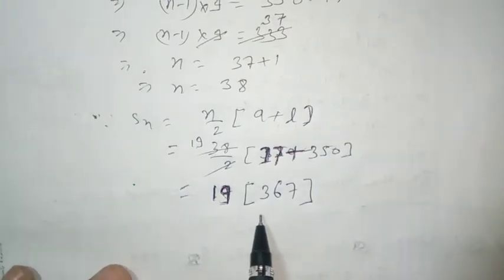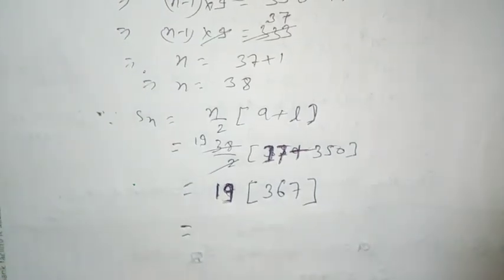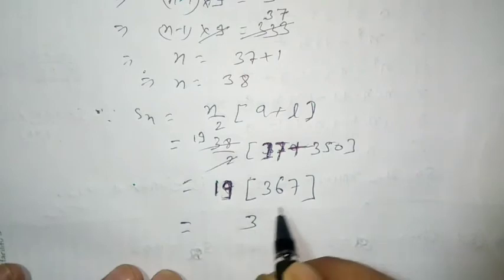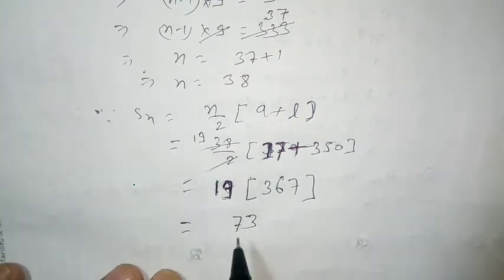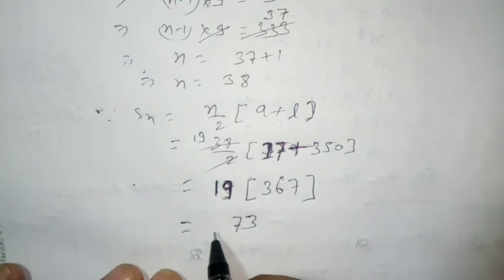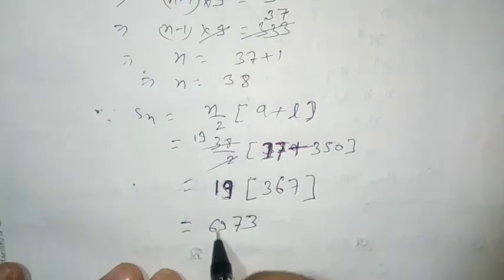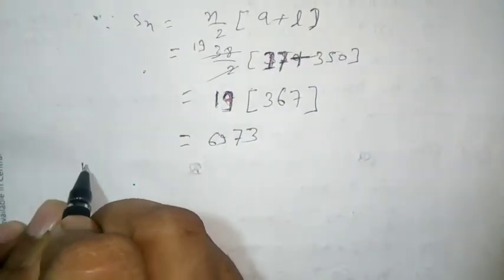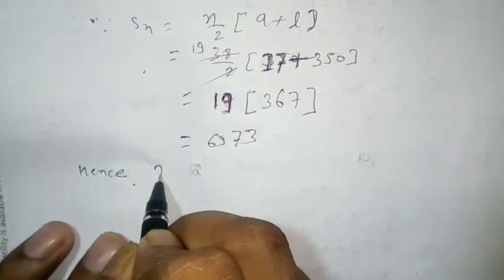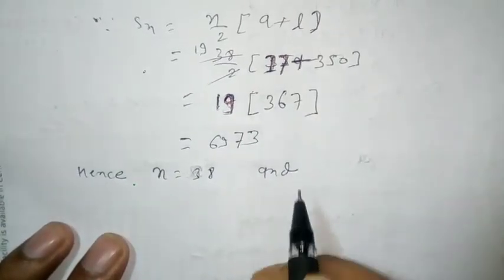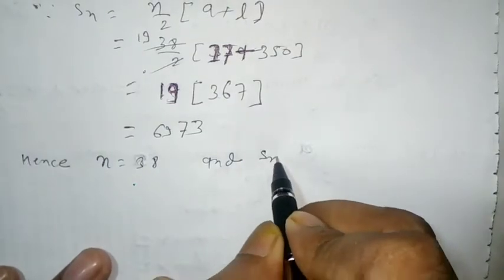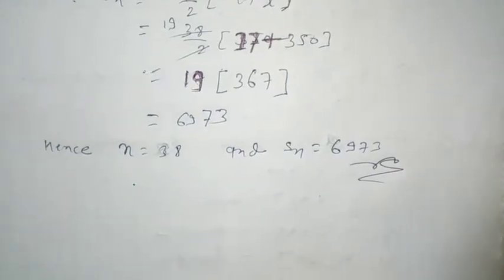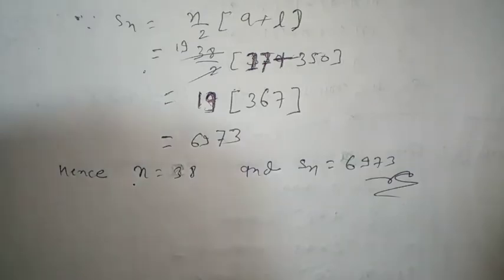When we multiply 367 by 19, then we get 6973. Hence n is equal to 38 and sum Sn is equal to 6973. Answer. Now the next question, question number 7.